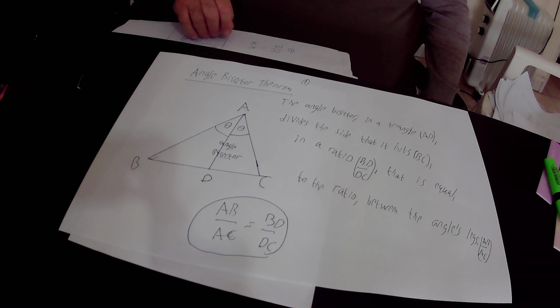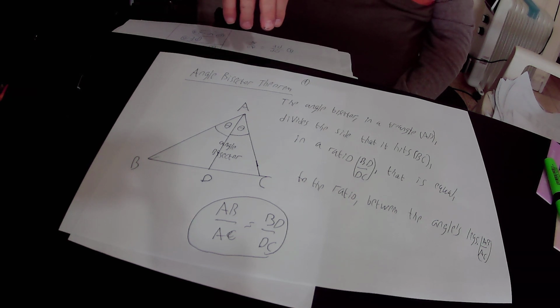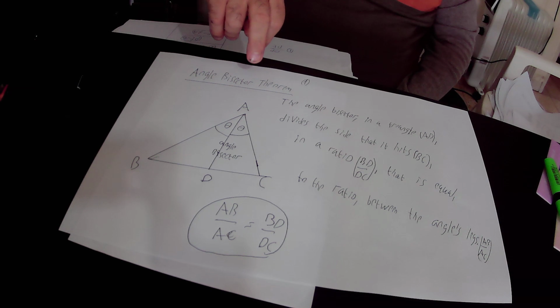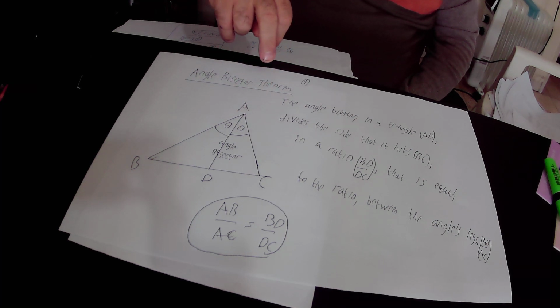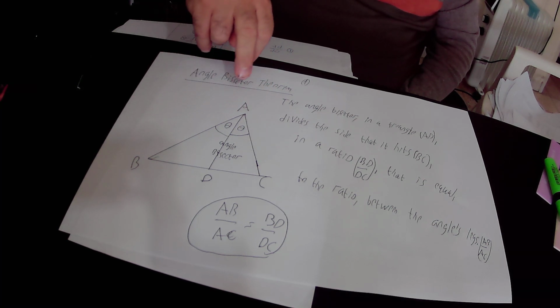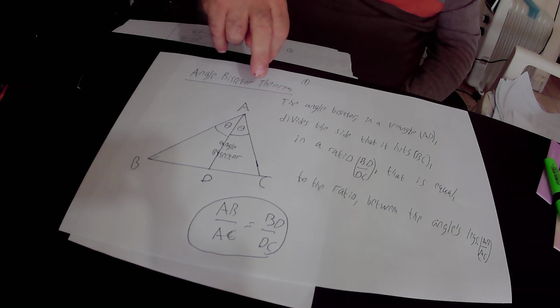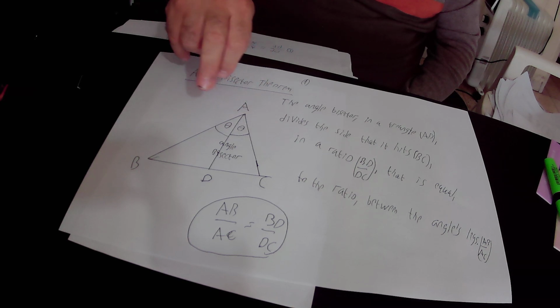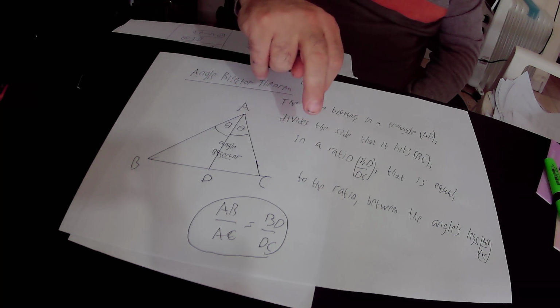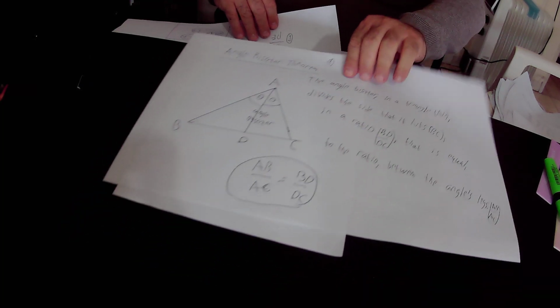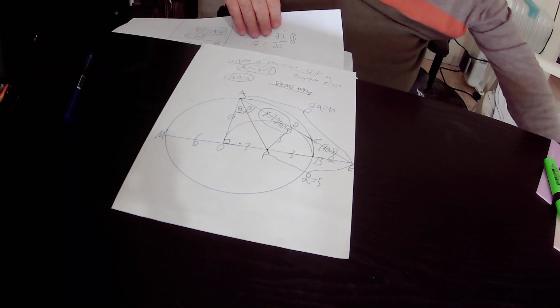Okay, now we can implement the angle bisector theorem in our triangle. Let me repeat the angle bisector theorem. The angle bisector AD meets side BC and divides side BC in a ratio that is BD over DC, and that ratio equals the ratio of the angle's legs, AB over AC. So in conclusion, AB over AC equals BD over DC. We can implement the angle bisector theorem in the right triangle AOE.